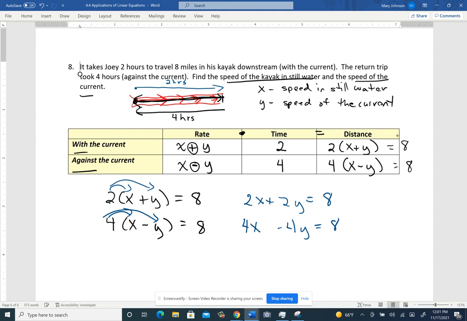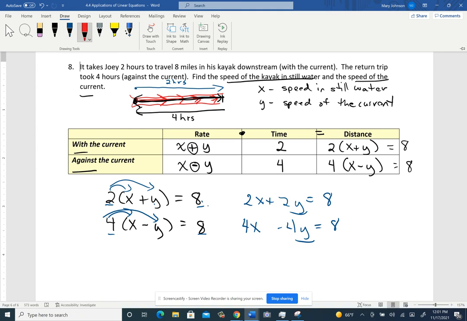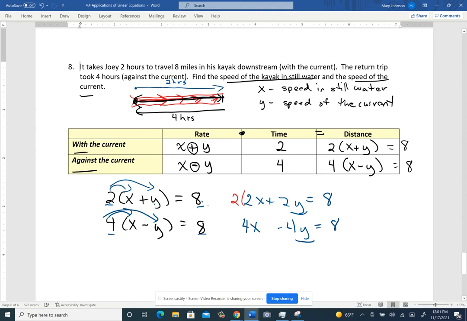You could have divided by 2 on both sides, for instance, and gotten x plus y equals 4. Here you could divide by 4 and get x minus y equals 2. But probably the most natural thing is to just distribute and then look at it. And I'm thinking I might eliminate y this time because I can make the number in front of the y's both be 4. So if I multiplied the top equation by 2, that would give me a 4y right here, and then it would be the opposite of what I have in the second equation. So that's what I'm thinking I'll do, okay?